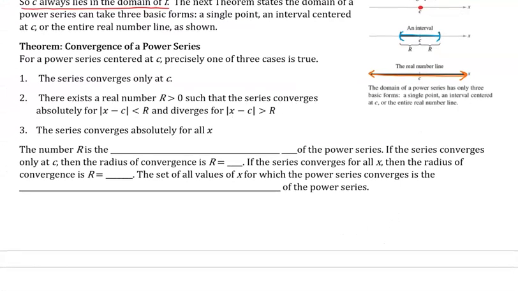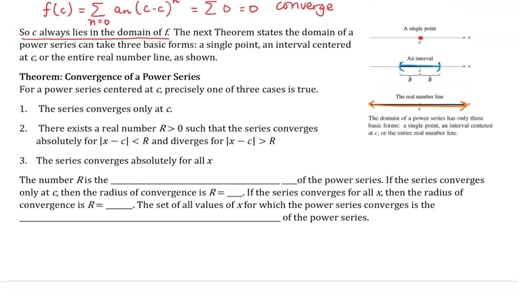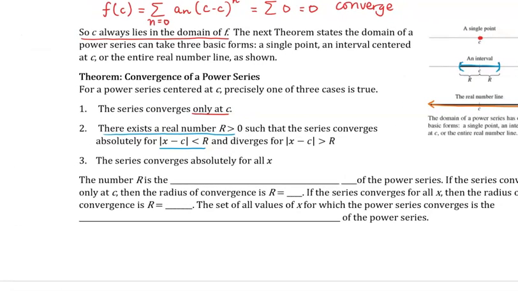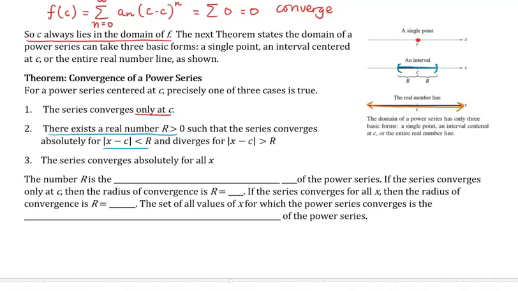So that's what our next theorem says. We've seen three illustrations of that: only at a single point c in the center. Number two, where it says there's some real number R such that the series converges absolutely for the absolute value of x minus c being less than R, and diverges for greater than R. All that means is that it's only converging on this blue interval right here, and that it would be diverging on the outside of that. And then number three, the last option, is that the series converges for all x. The number R is called the radius of convergence.